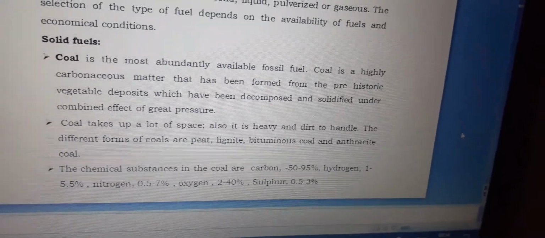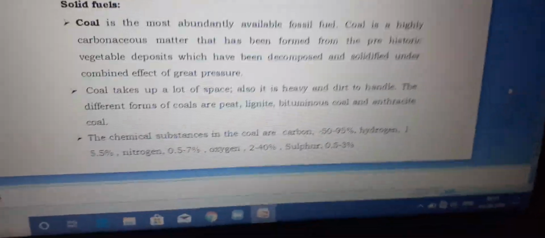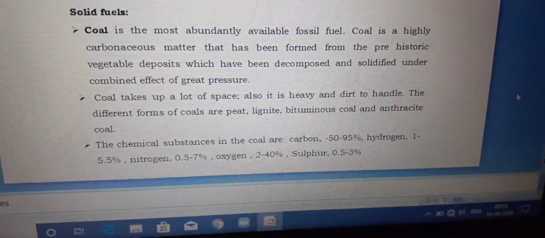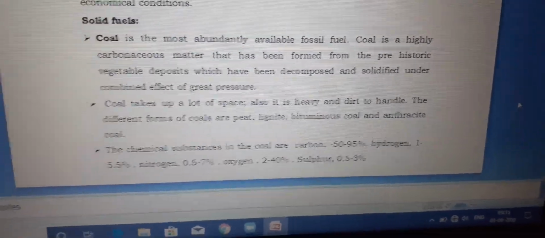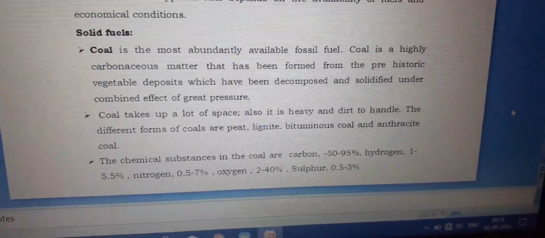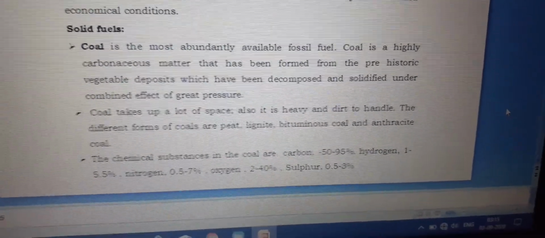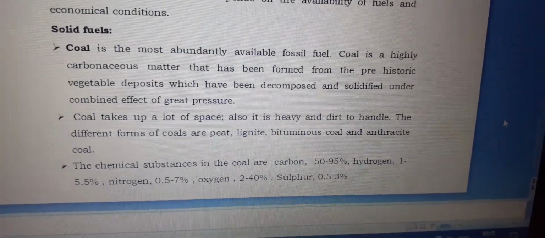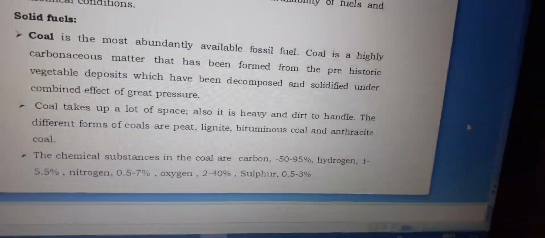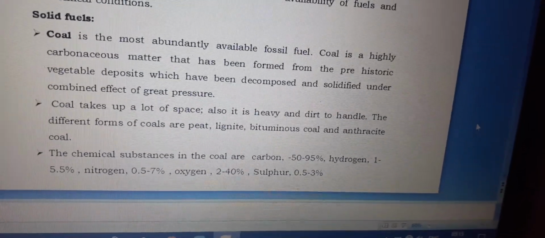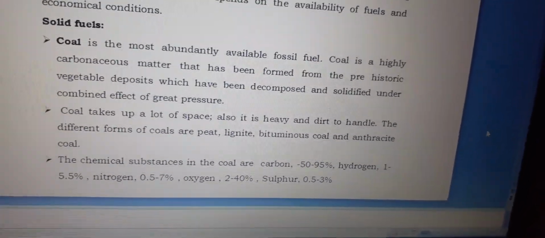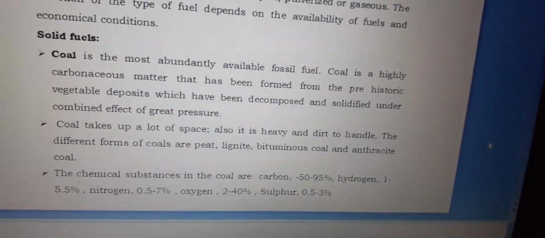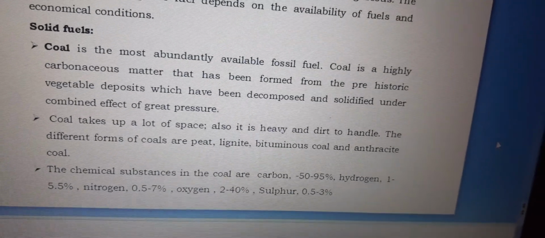Okay, so coal takes up a lot of space. Also, it is heavy and dirty to handle. The different forms of coal are peat, lignite, bituminous coal and anthracite coal. The chemical substances in the coal are carbon 50 to 95%, hydrogen 1 to 5.5%, nitrogen 0.5 to 7%, oxygen up to 40%, sulfur 0.5 to 3%.